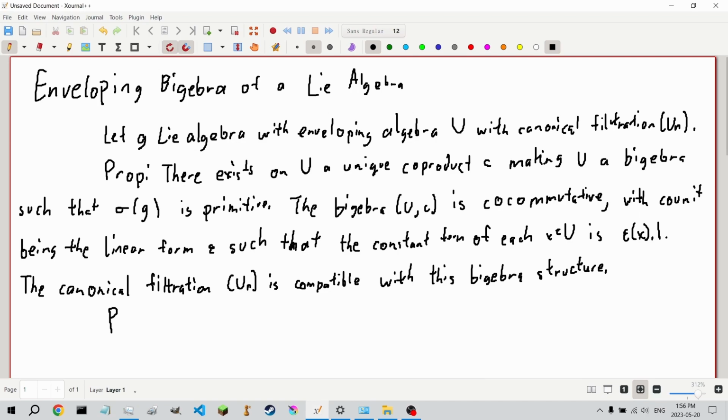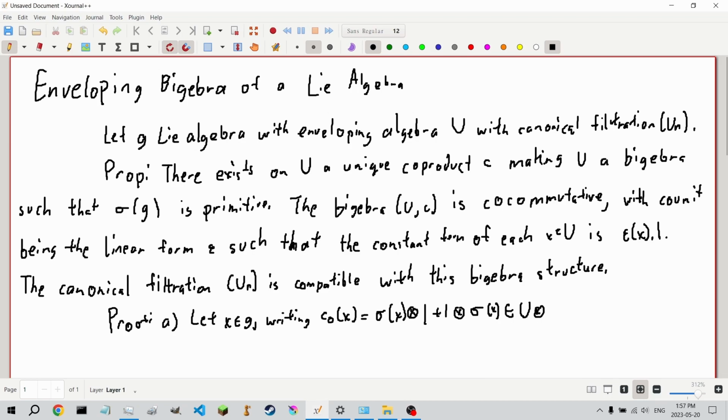And the proof. Well, first off, let x be an element of G. Writing that the C0 of x is going to be defined as sigma of x, so x in U, tensor 1 plus 1 tensor sigma of x inside of U tensor U.